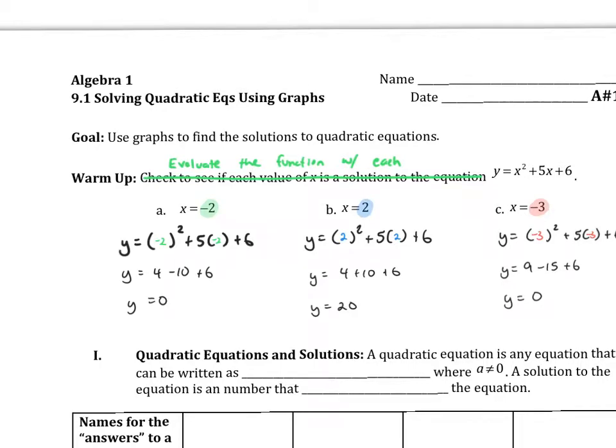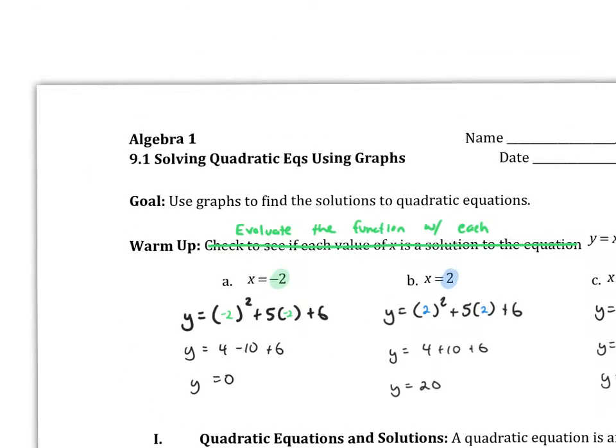What we're going to be looking at today is we're going to finally take our gloves off, and the stuff we've been doing for the last two chapters about quadratic functions and about factoring, etc., we're going to bring all that together so that we can solve quadratics. So today's lesson is going to be solving quadratic equations using graphs.